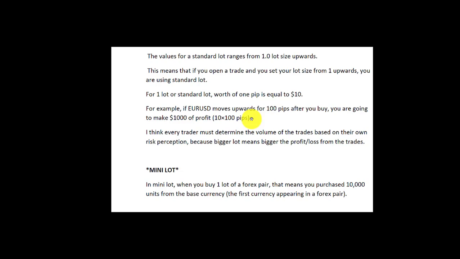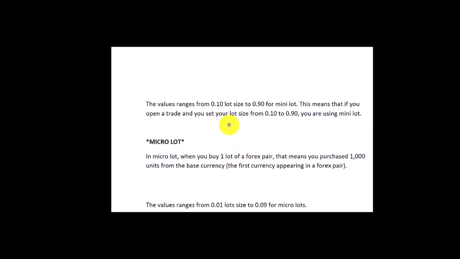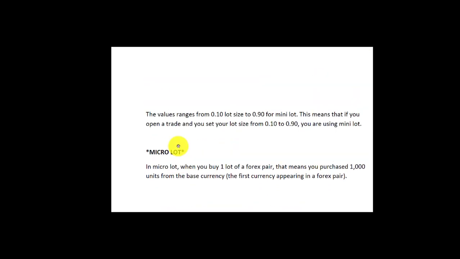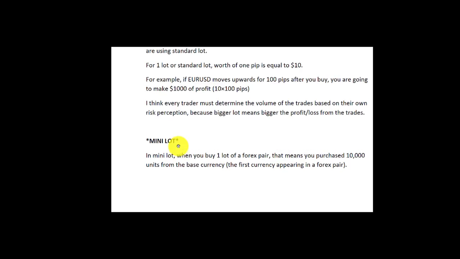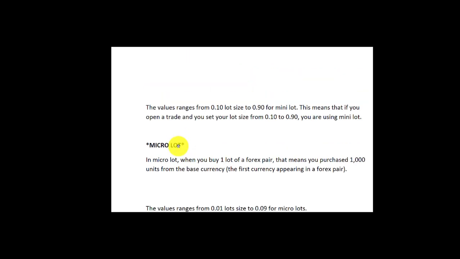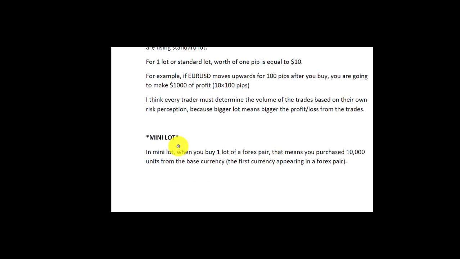That's why as a beginner trader it's always advisable to start from the mini lots or micro lots. You have to start from somewhere, guys, so that you'll be able to understand the dynamics of these operations. So let's look at a mini lot. A mini lot usually starts from 0.1 to 0.9: 0.1, 0.2, 0.3 to 0.9. All those lot sizes are actually called mini lots.